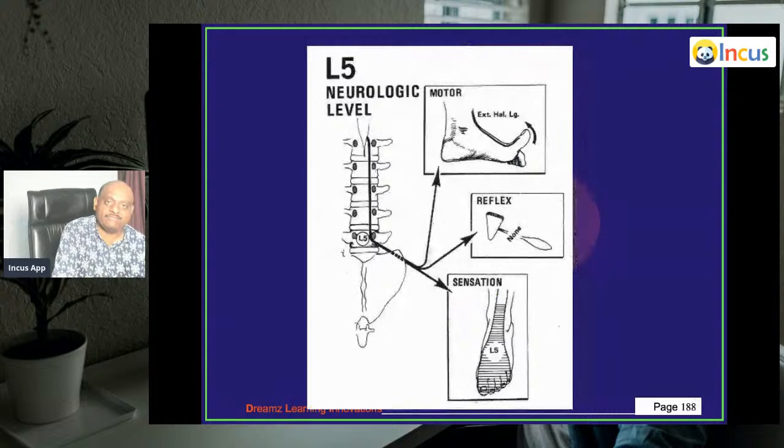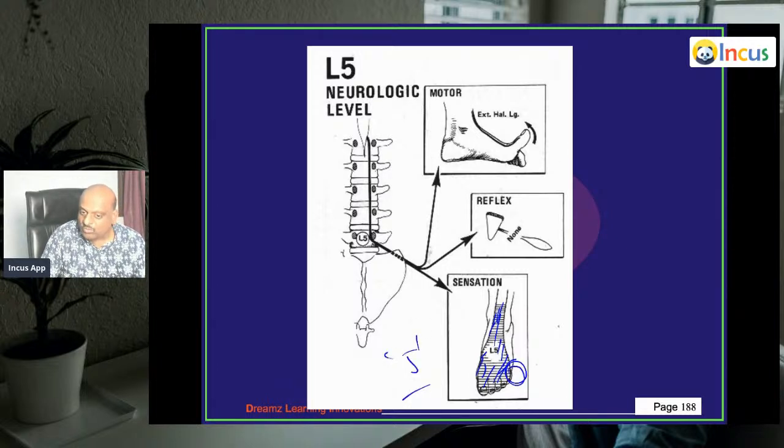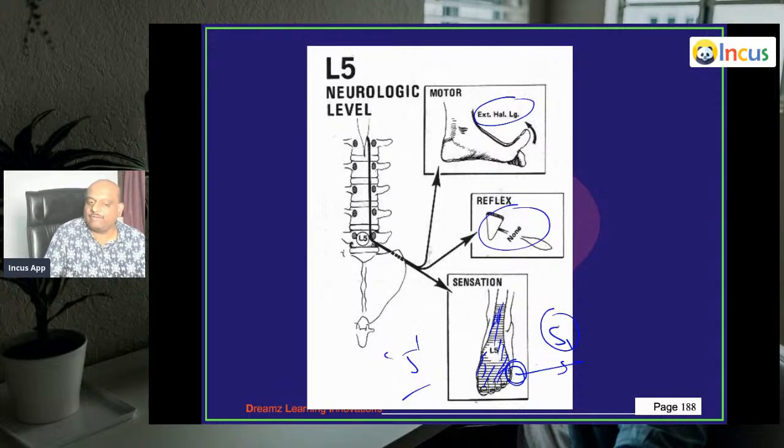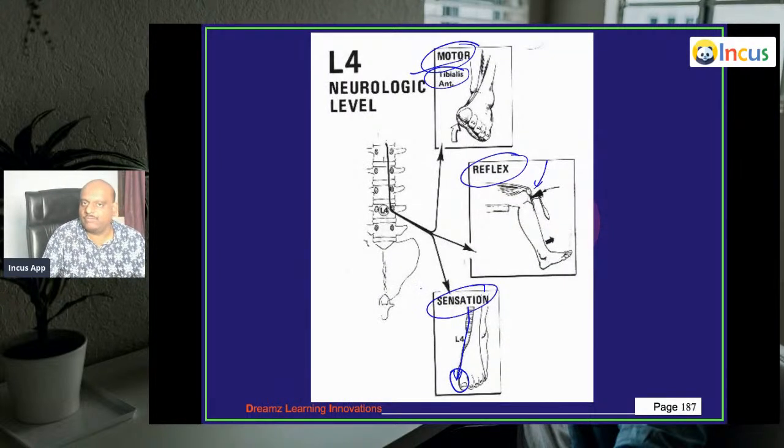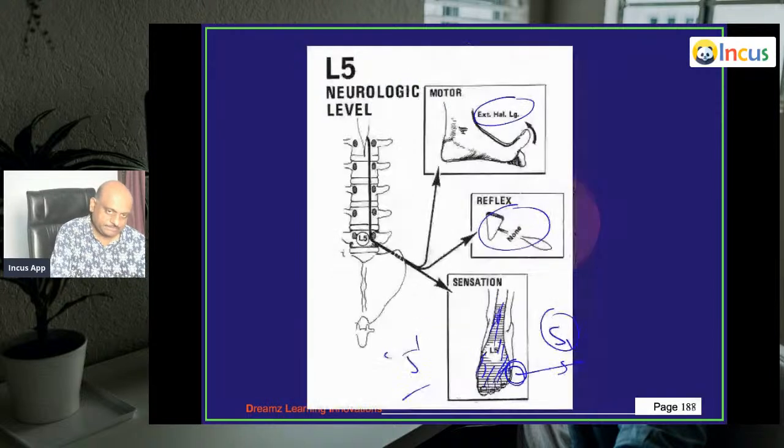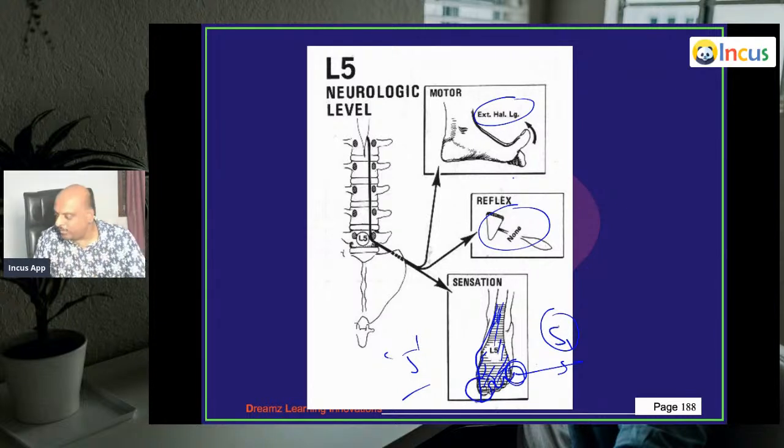L4 and L5. You can see all this area, big toe is L5. L5 is a big number, no? Little toe is S1. 1 is a small number. So extensor hallucis longus, there is no reflex for L5. For L4, you have the knee joint. And the sensation is along the front of the foot involving the big toe is what you see with L5.